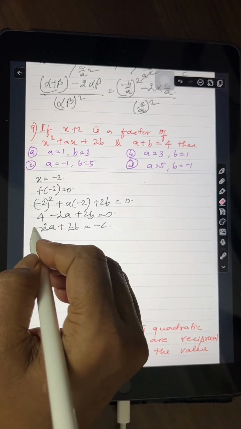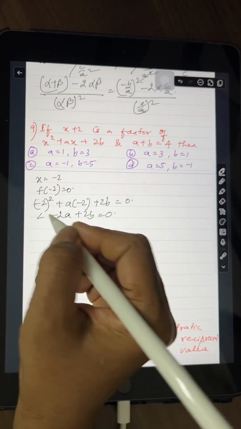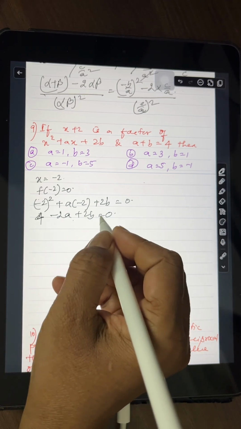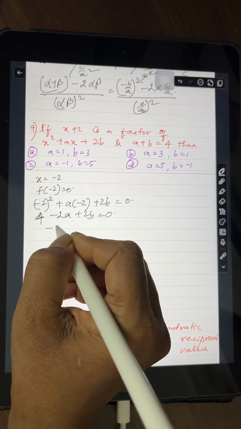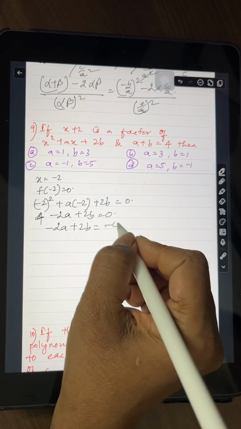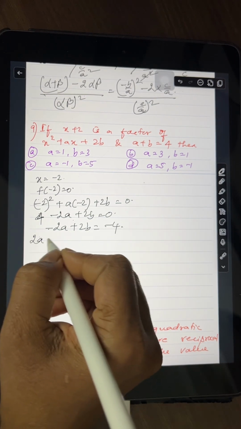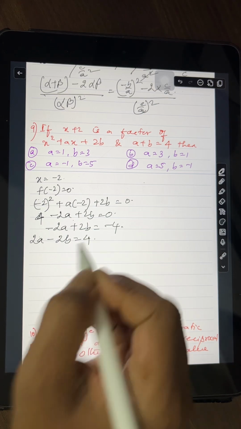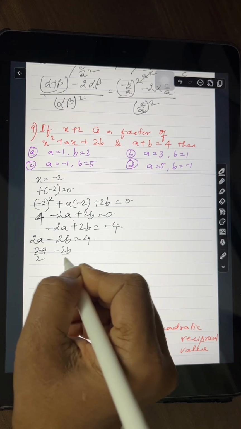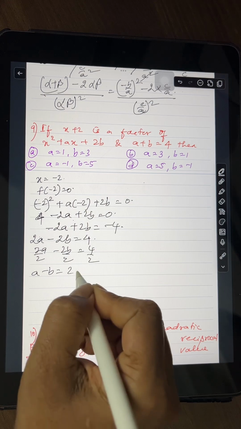I'll show this in another step. I'll show this for you. This is 4 here. So 4 plus minus 2a plus 2b is equal to 0. No? So minus 2a plus 2b is equal to, if I take this 4 to the other side, becomes minus 4. Now I'm changing the sign. So 2a minus 2b is equal to 4 I can write. Now divide by 2. So 2a by 2 minus 2b by 2 is equal to 4 by 2. Now what you get? A minus b is equal to 2 you get.